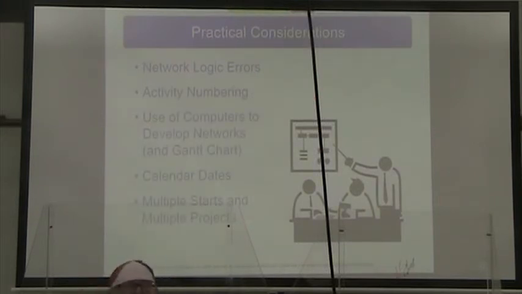All right, so something that we have to think about all the time is ways that we can have screwed up our network. One is a network logic error. Unlike a flow chart where you can have looping, we don't allow looping in network node analysis, right? So if you've got a loop, you've got a problem.